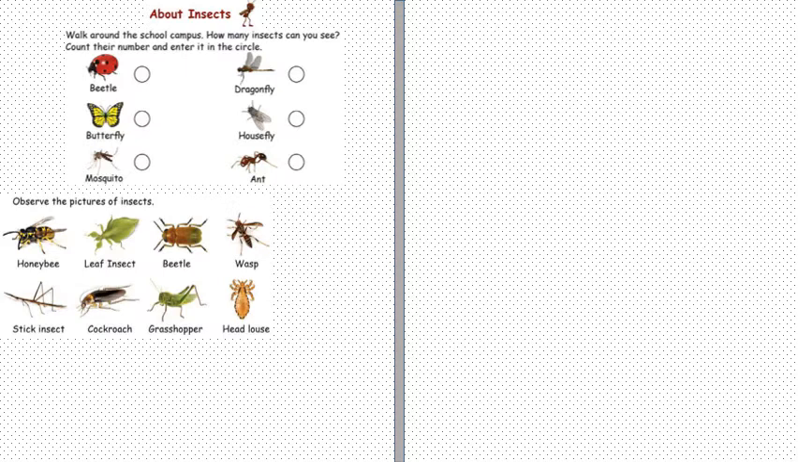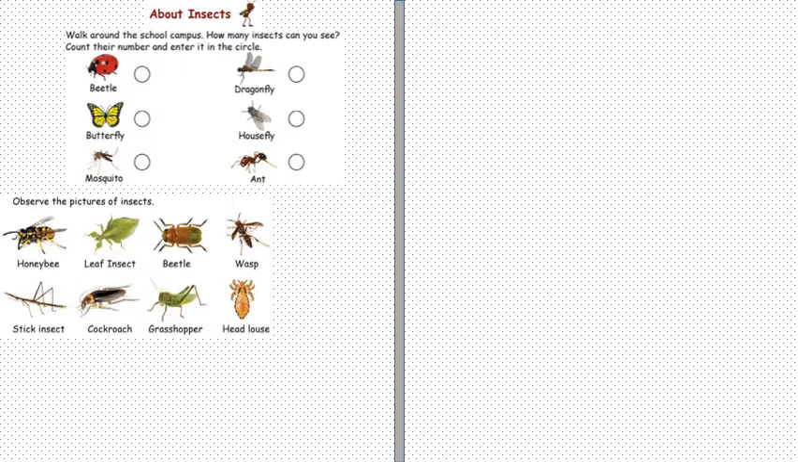So here they have given us some insects and we need to tick if we have seen these insects. Commonly we can see butterfly, mosquito, ant and housefly. These are the easy ones, but beetle and dragonfly you can see only if there are a lot of bushes, like flower bushes and all in front of the house, as well as grass. Okay, then observe the picture of the insects.